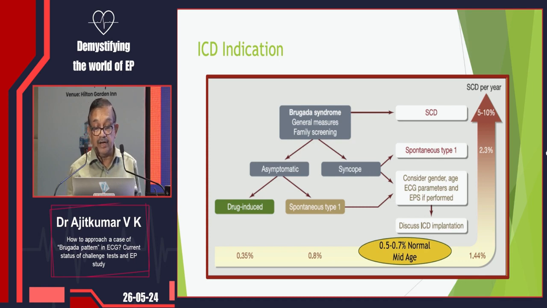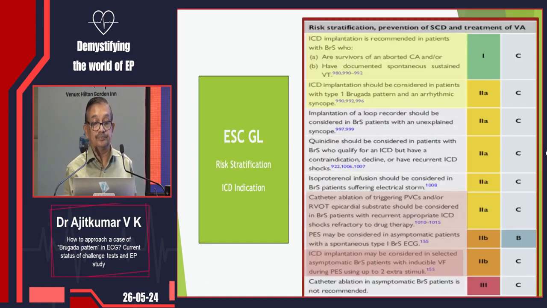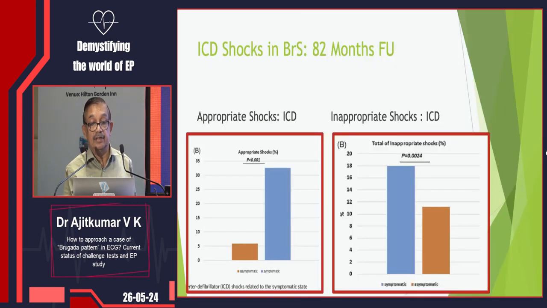But one should understand that the normal annual mortality rate of a normal middle-aged population is about 0.5 to 0.7%. And if you look at the patients who are asymptomatic, the annual mortality rate is only 0.35 to 0.8%. So the role obviously is doubtful. The recommendation for ICD implant is survivors of aborted cardiac arrest, and it may be considered with type 1 Brugada and arrhythmic syncope. This is the last couple of slides.